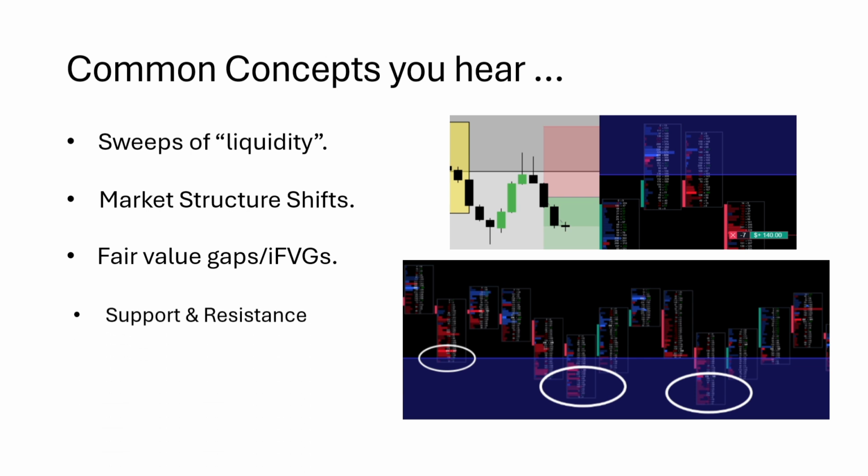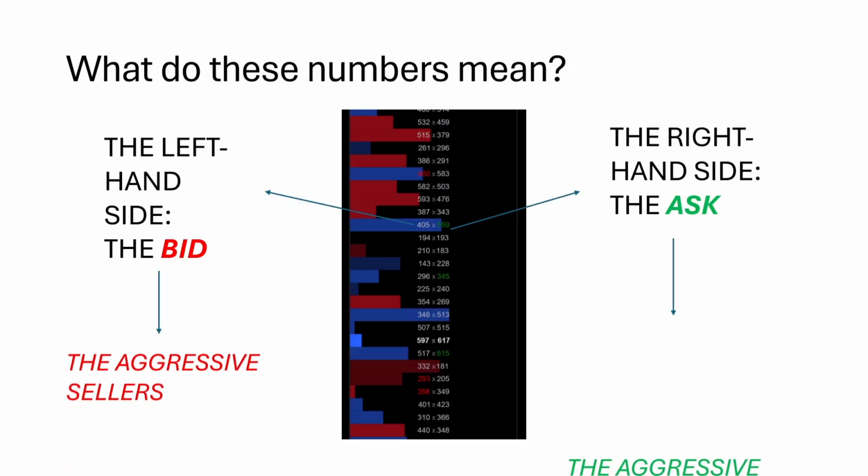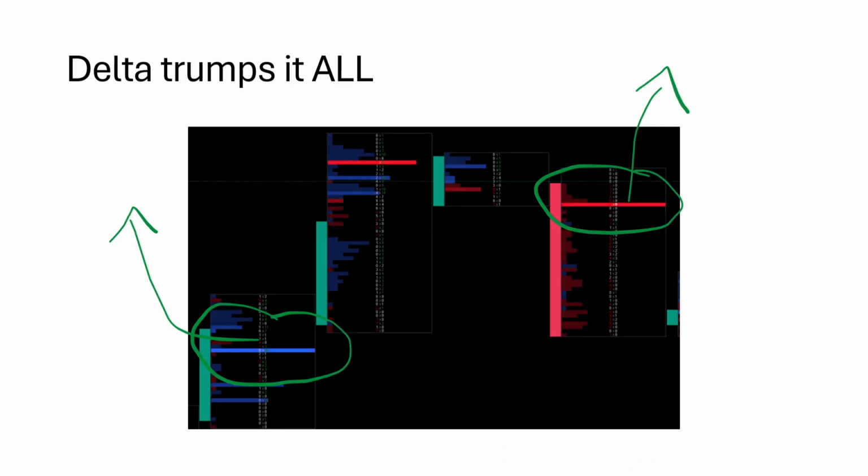If you're trading support and resistance, and I'm going to go over support and resistance later on in this video, I want you to stop. And if you're trading trend lines, I want you to stop, right? Because none of that means anything without this chart, but more importantly, without this chart here. So the delta trumps everything.